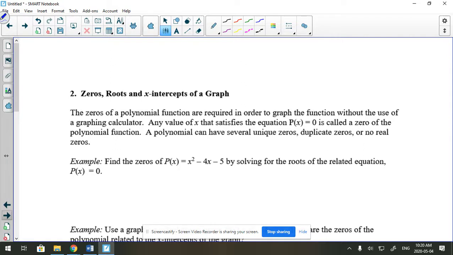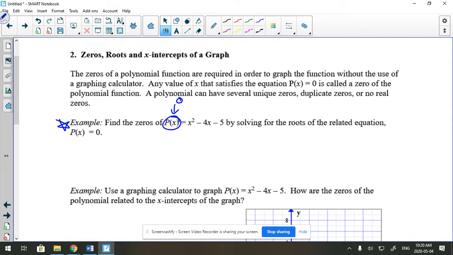You've probably heard this language before. If I ever ask you to find the zeros of something, what it means is you're solving for the roots of the related equation. Basically, what you're doing is you're setting it equal to 0 and solving for x. So I show the work there. Instead of p of x, I'm going to put a 0.